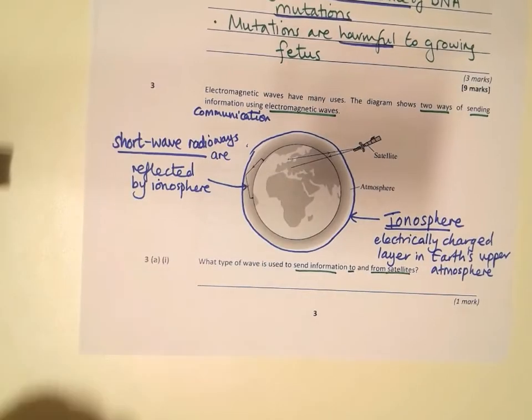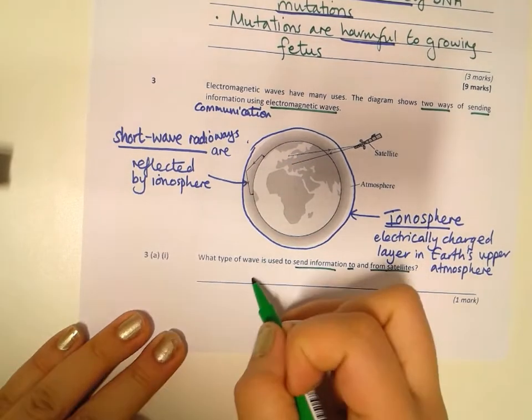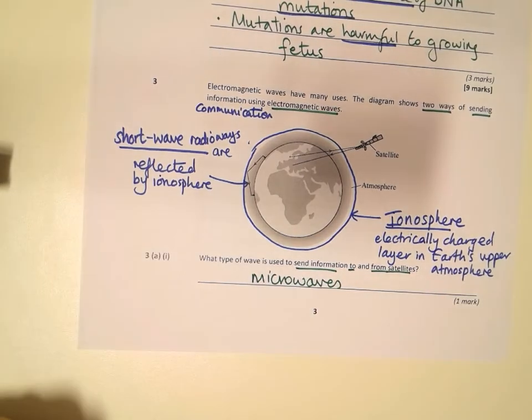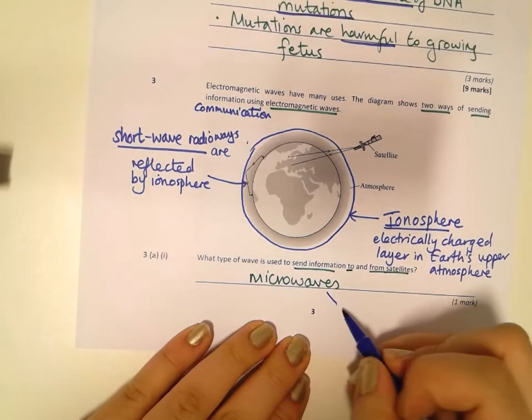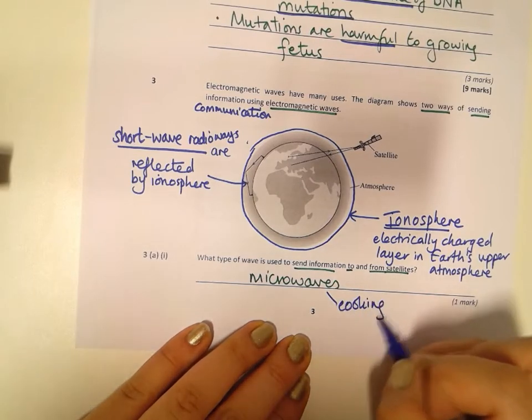So which one is sent to and from satellites? Well, it's the one that can pass through the ionosphere, and that is microwaves. The other known example that you need to know the use for microwaves is in cooking food, of course.